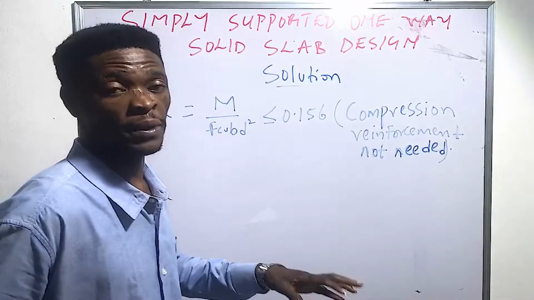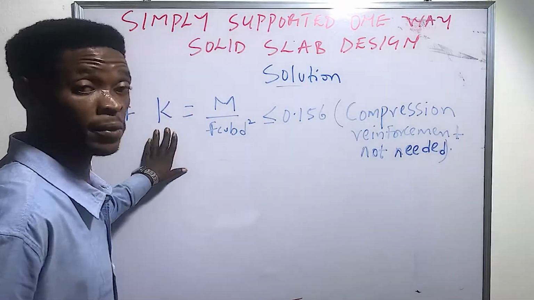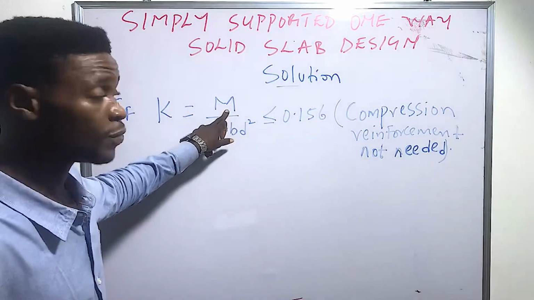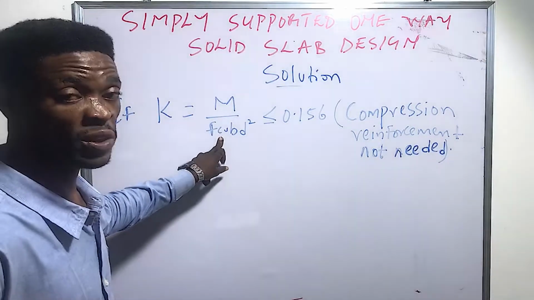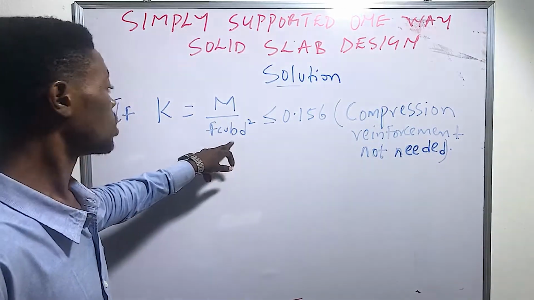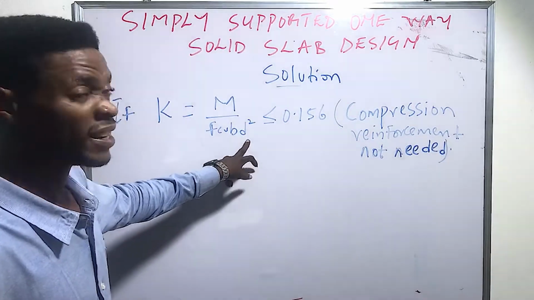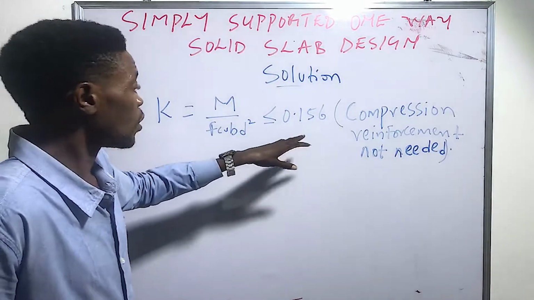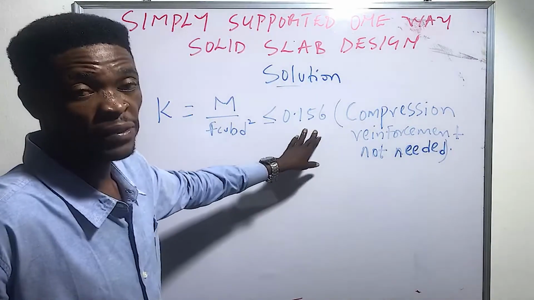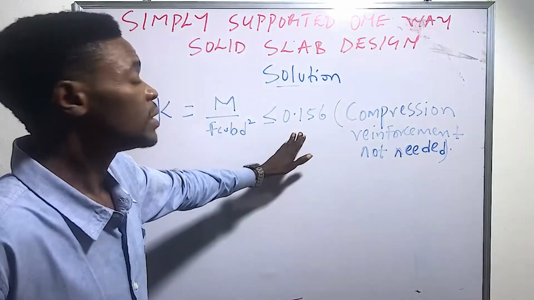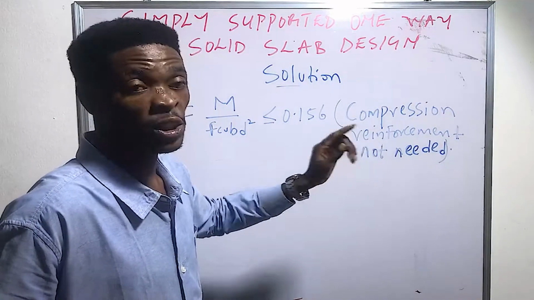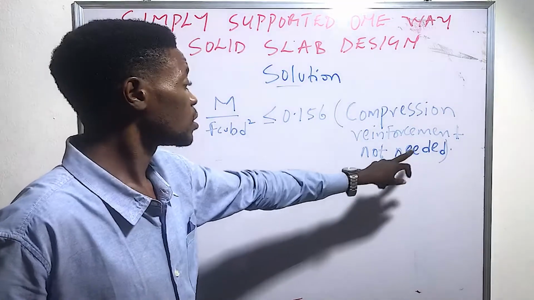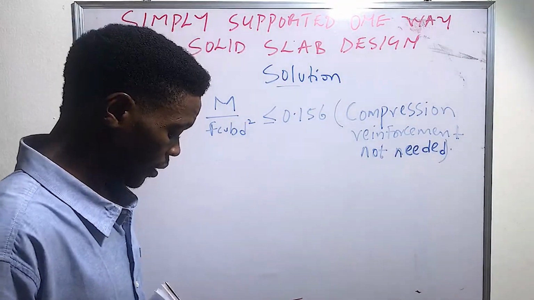So the next step is to check for our K value. K is the maximum bending moment over the characteristic strength of concrete, multiplied by the breadth, multiplied by the square of the effective depth. If it gives us 0.156 or lesser than that, we design for only tension reinforcement. That means compression reinforcement is not needed. It's like this.